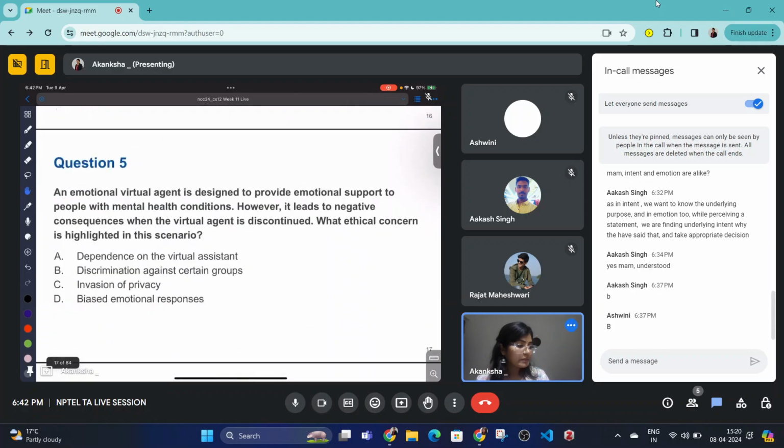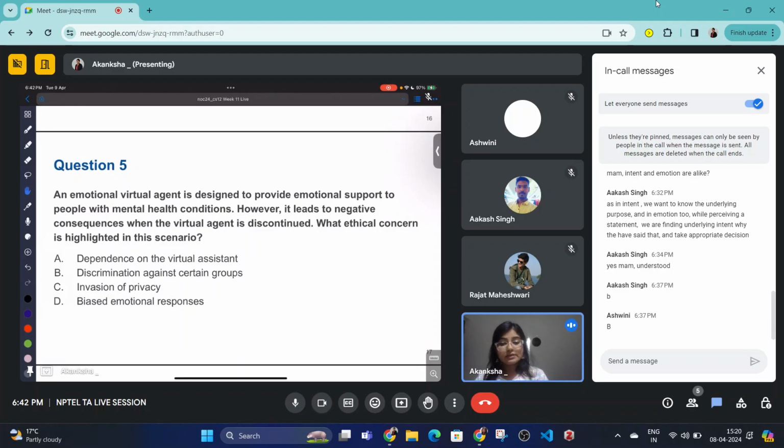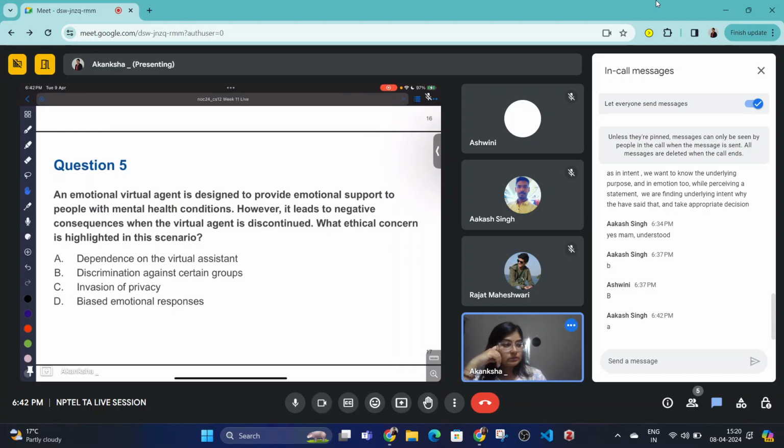An emotional virtual agent is designed to provide emotional support to people with mental health conditions. However, it leads to negative consequences when the virtual agent is discontinued. What ethical concern is highlighted in this scenario? Dependency on the virtual assistant, discrimination against certain groups, invasion of privacy, and biased emotional responses. A.